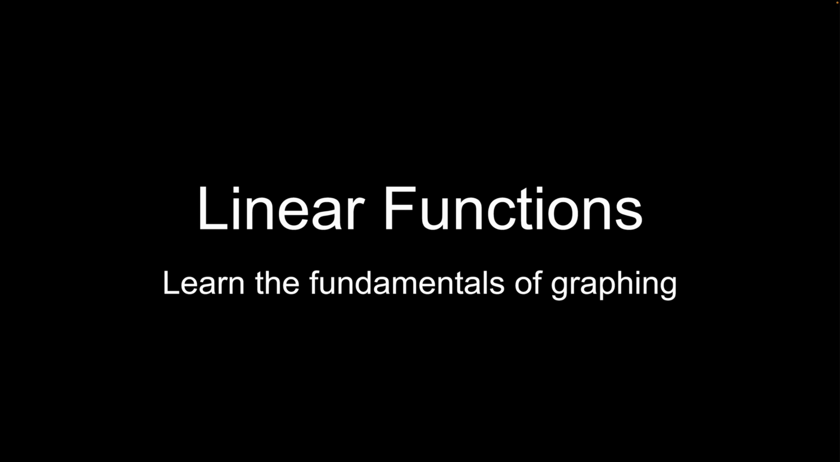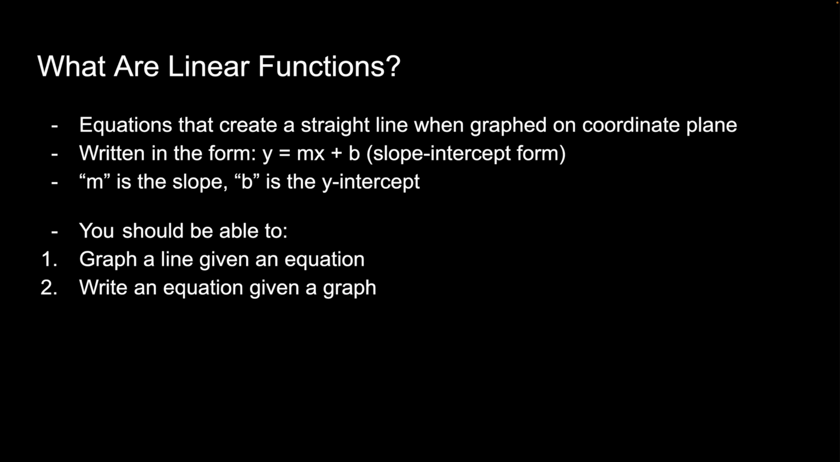Today we're going to be taking a look at linear functions and we're going to learn the fundamentals of graphing. So firstly, what exactly are linear functions? Linear functions are equations that create a straight line when graphed on a coordinate grid system. They're usually written in the form of y is equal to mx plus b, which is also called slope-intercept form. In this formula, y and x are the axes, m is the slope, and b is the y-intercept.